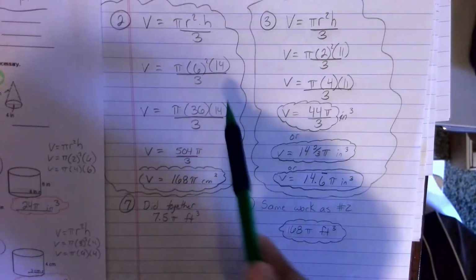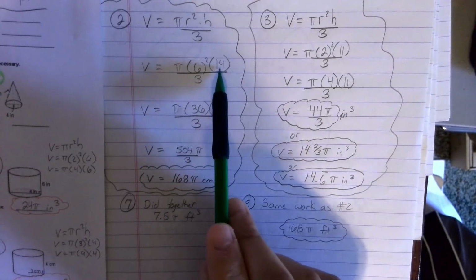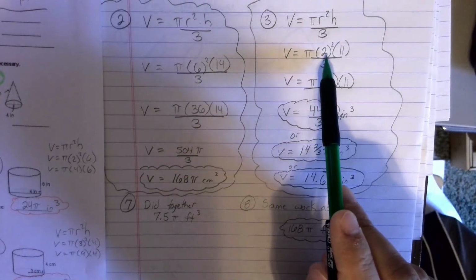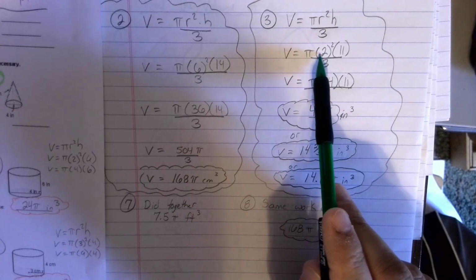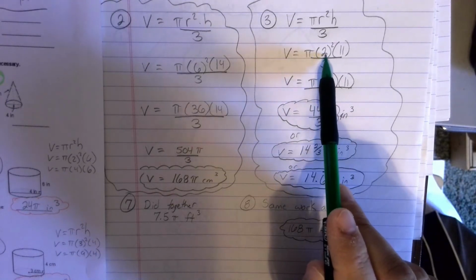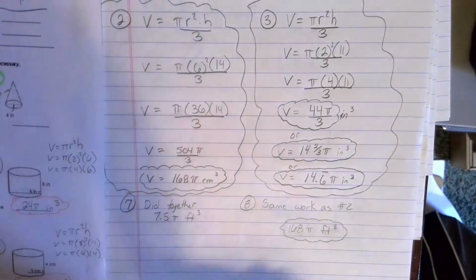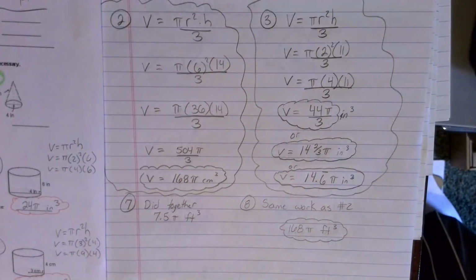But so here is the work again with the radius of 6, the height of 14. For this one you had to realize, because it did give you the diameter, it had the line going all the way across, so since the diameter was 4, the radius is 2. So if you plugged a 4 in here, you just have to be careful, and that's a common mistake people make. A lot of times they'll give you the diameter, and you have to put the radius in that spot. Okay, so there's the answers to page 19.